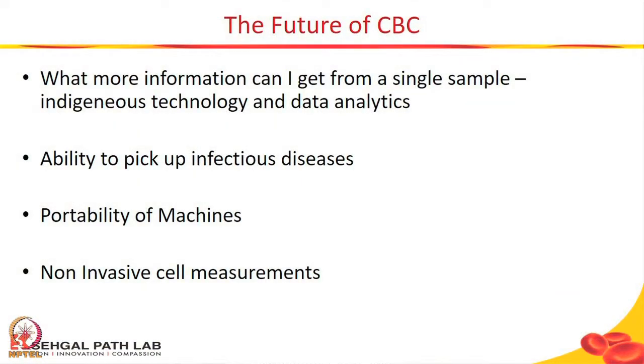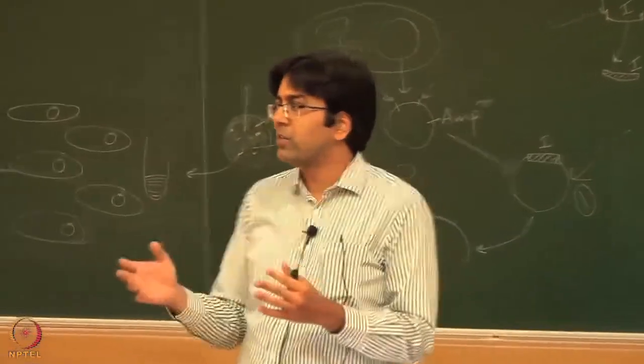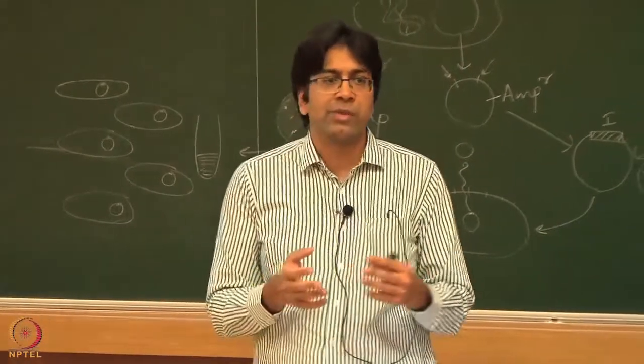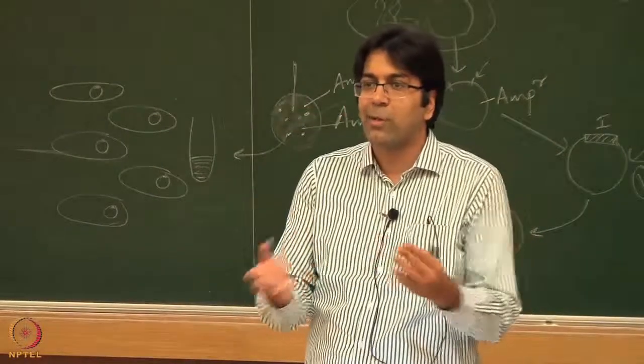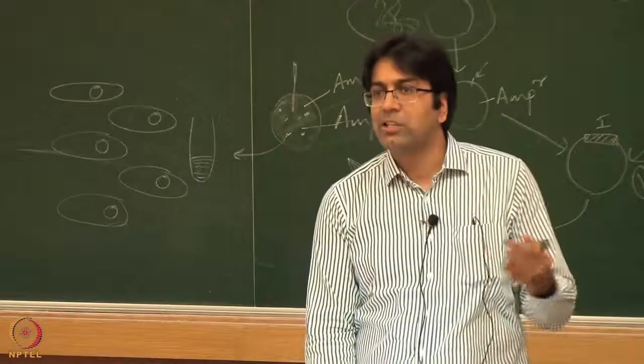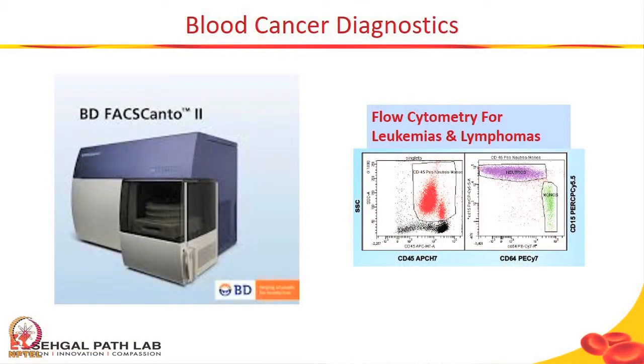Future of CBC, and this is where you guys come in, that what more information can I get from a single sample? That's always my dream. I run one sample, it should tell me the infection I have, it should tell me whether I'm thalassemic, confirm it for me. Okay? Do everything. Can it be portable? Can I pick up other diseases like malaria? Can I pick up dengue? Can I pick up typhoid from the same machine? And we already have non-invasive hemoglobin measurements now. But can we have non-invasive cell measurements? Those are the kind of dreams which a patient would love to have. Walk-ins can get your CBC report. So these are some questions which I just raised. We are potentially looking at what we can do.